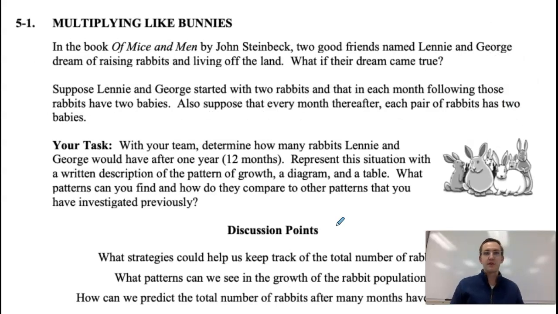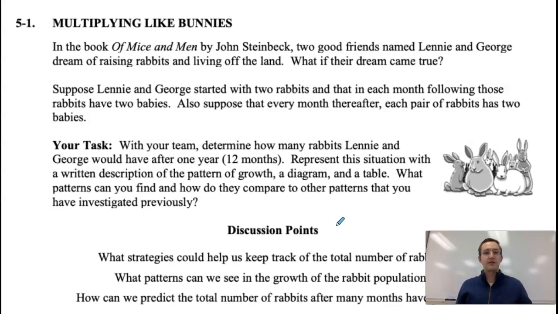If you've ever read the book Of Mice and Men, if you're a sophomore, or when you are in E10, you'll probably get to read Of Mice and Men by John Steinbeck. Two good friends named Lenny and George dream of raising rabbits and living off the land. But what if their dream came true? Suppose Lenny and George started with 2 rabbits, and then each month following, these rabbits have 2 babies. Also suppose that every month thereafter, each pair of rabbits has 2 babies as well. So with your team, determine how many rabbits Lenny and George would have after 1 year or 12 months.